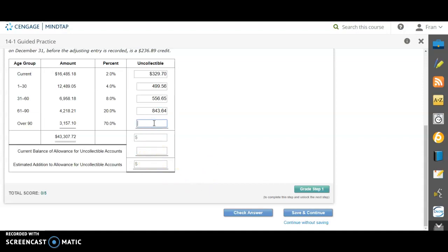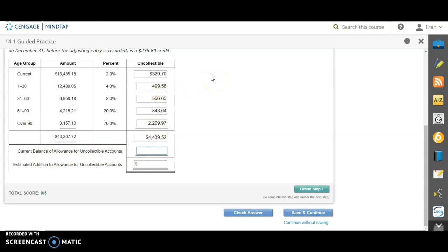And lastly, this is a huge chunk. Not a lot of our accounts are over 90 days late. There's not a big amount there, but 70% of them we've determined probably will default. And that's $2,209.97. Okay. So the next step is we're going to add all these up. And if you add correctly, you come up with $4,439.52. Okay, current balance. So we have a current balance of uncollectible accounts.